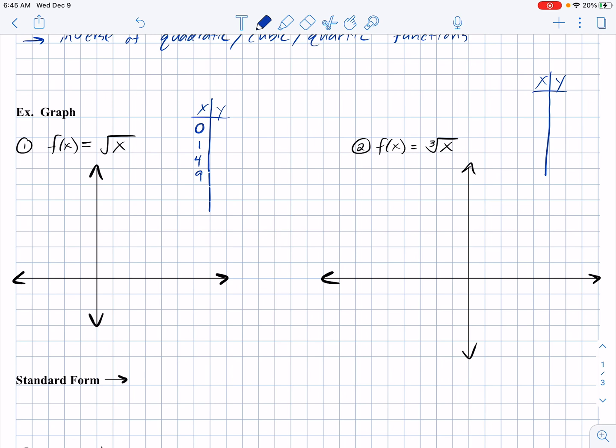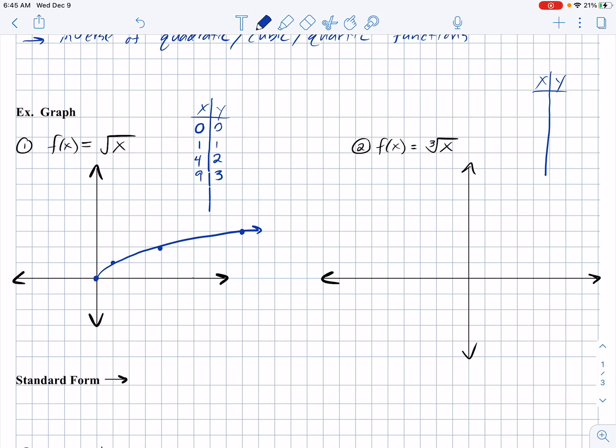You could use other numbers like 3, 6. Those aren't perfect squares, so you'd have to punch those into your calculator instead. These give us nice, easy outputs. So 0, the square root of 1 is 1. Square root of 4 is 2, and square root of 9 is 3. So we can go graph this right here. (0, 0), (1, 1), (4, 2), (9, 3).